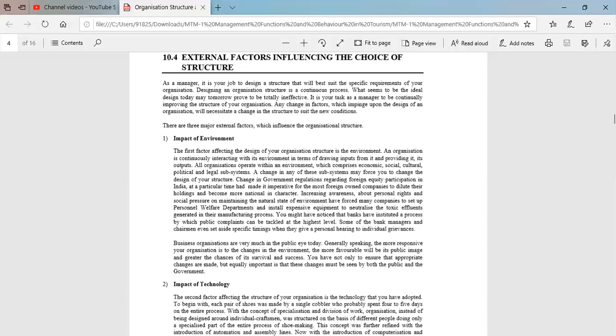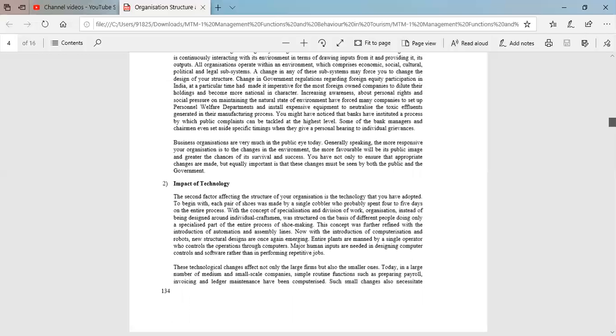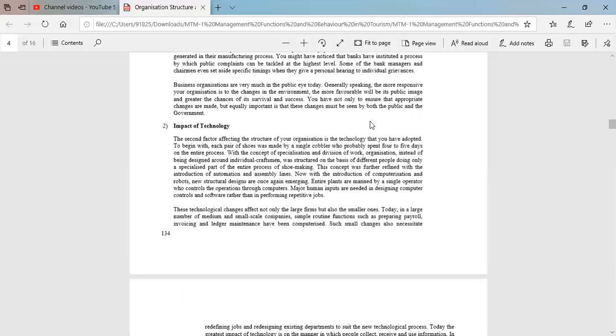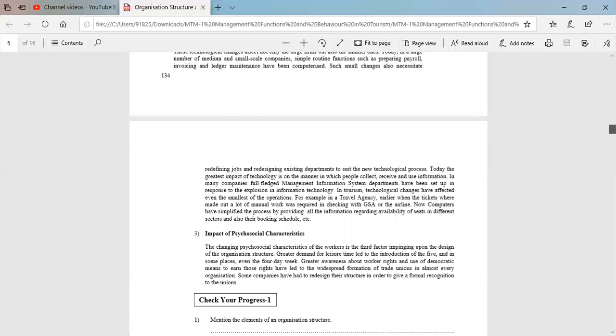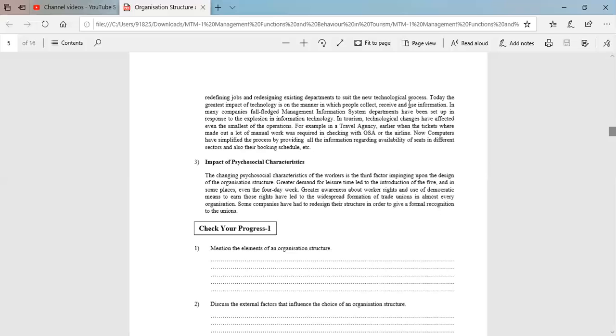And impact of technology. Due to the new technical capabilities, you have to include engineers also, give them posts. Technology is also important, because now in hotels there are IT departments.